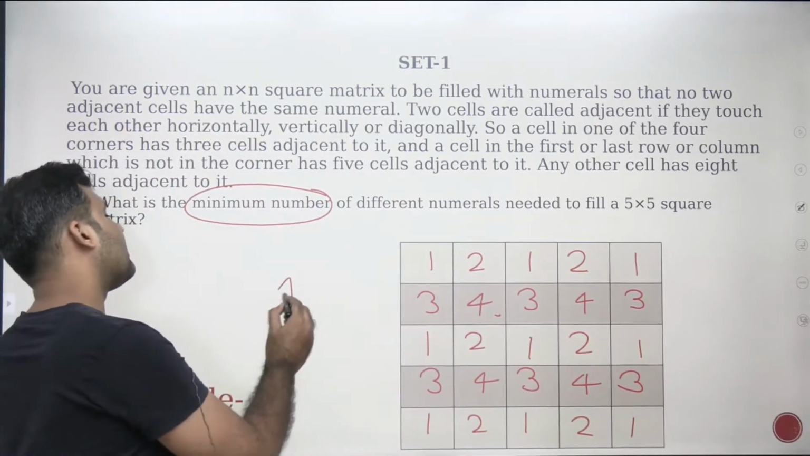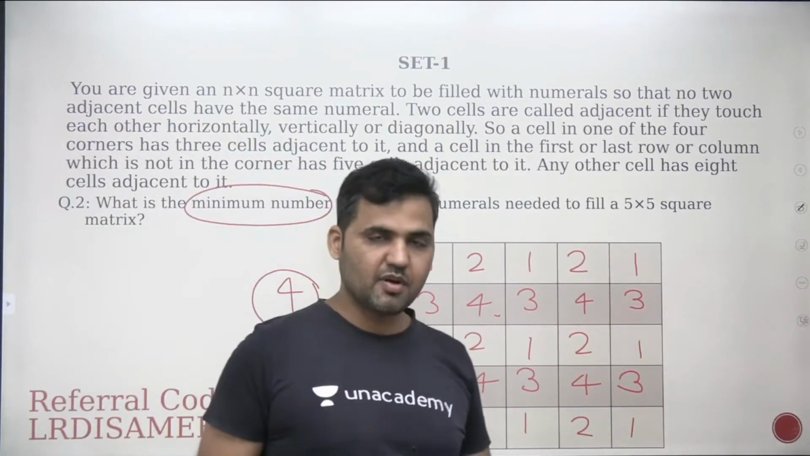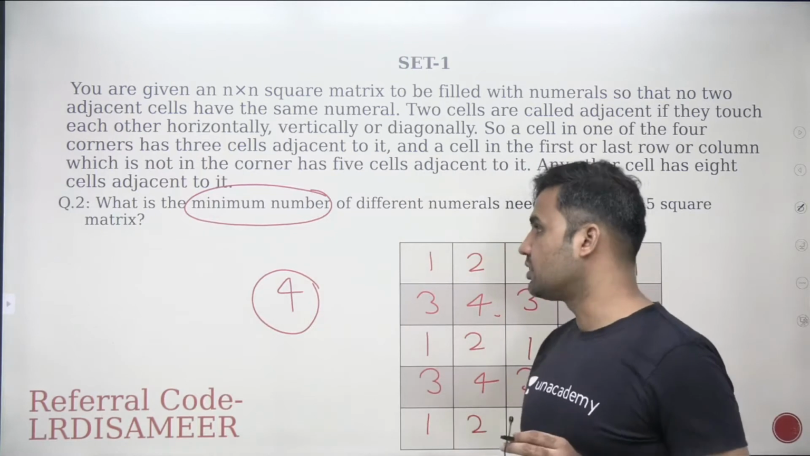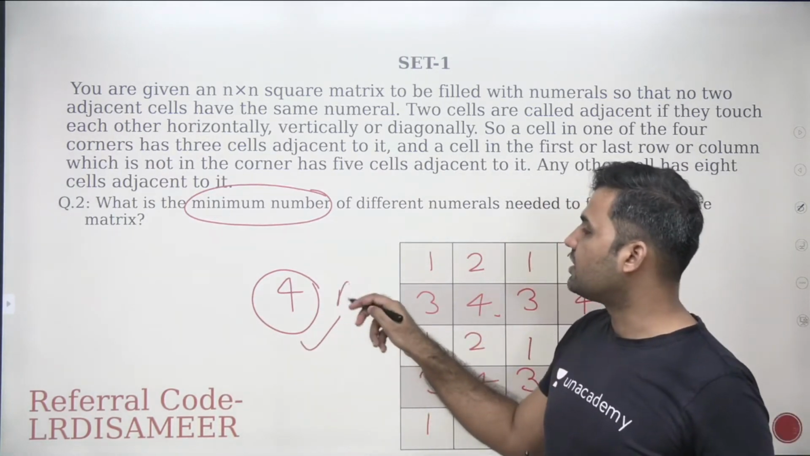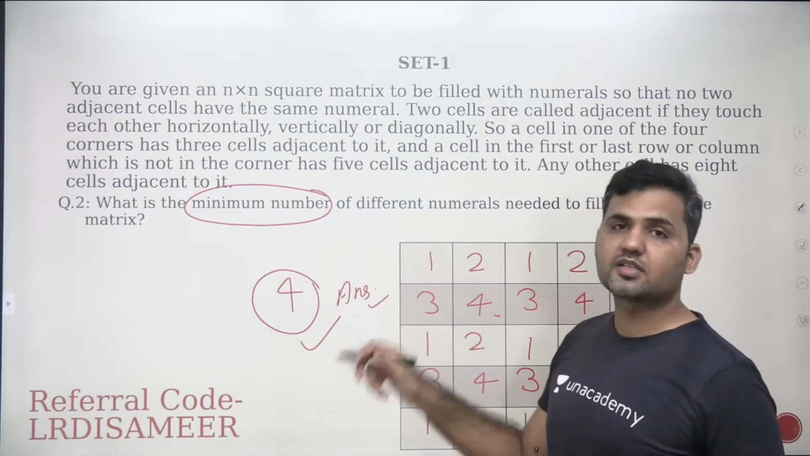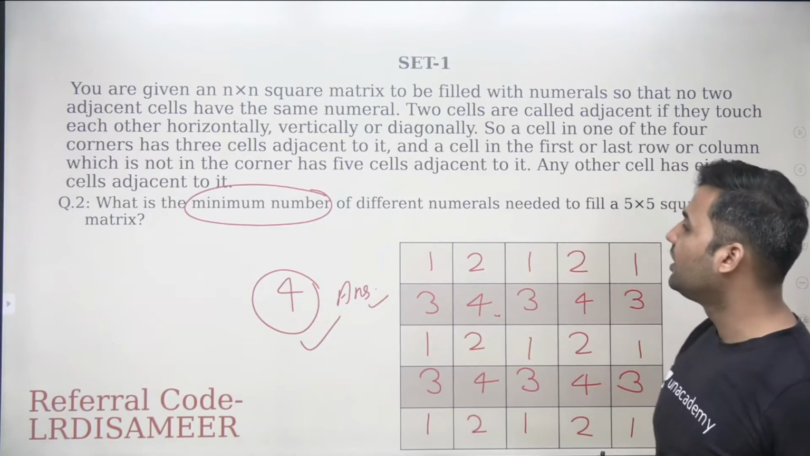The numerals that we are supposed to use, the minimum number of numerals, or you can say the minimum numbers that we are supposed to use to fill this 5 into 5 square matrix is 4. That is the answer of the question. This is the answer, right? A very simple question, free mark in CAT exam.